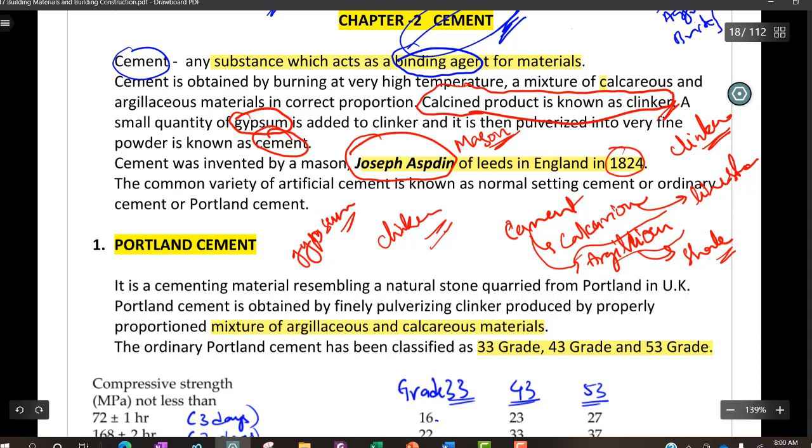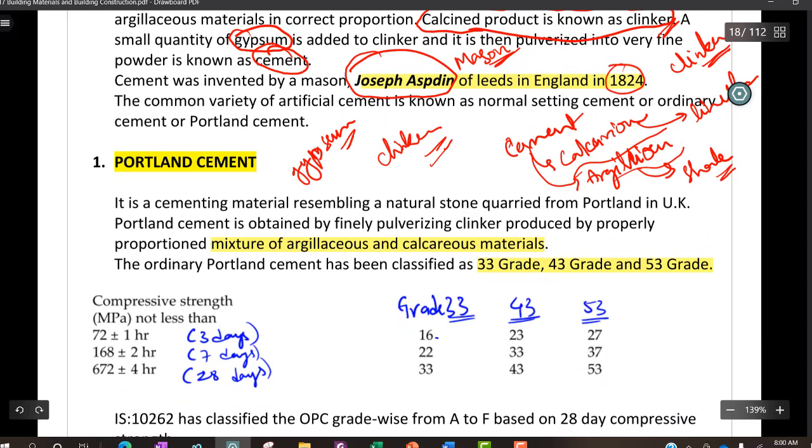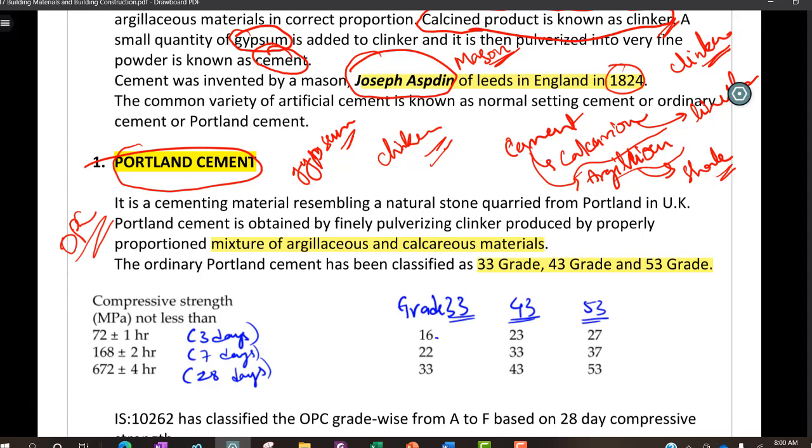So now coming to this cement. The first classification of cement which you have to learn is Portland cement. ये जो पोर्टलैंड सीमेंट है, ordinary Portland cement है और in general we just call it OPC. So what is this OPC? Why are we calling it Portland cement?